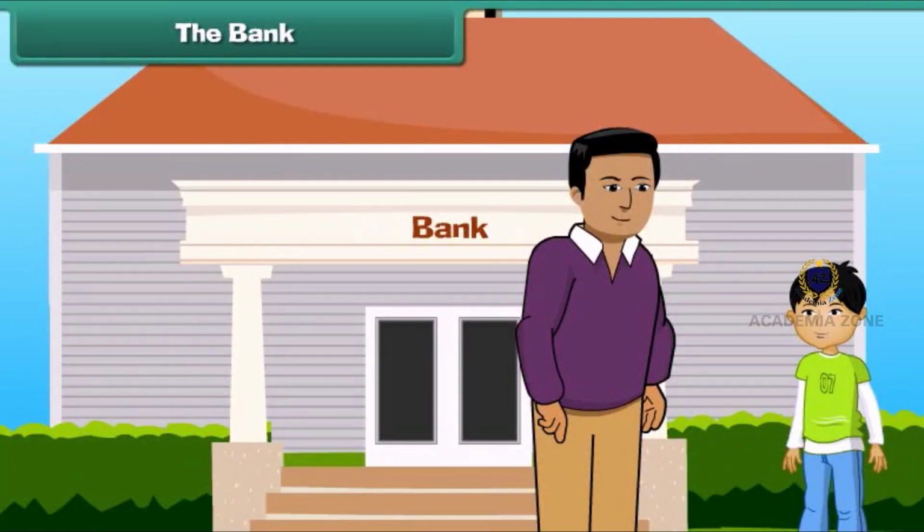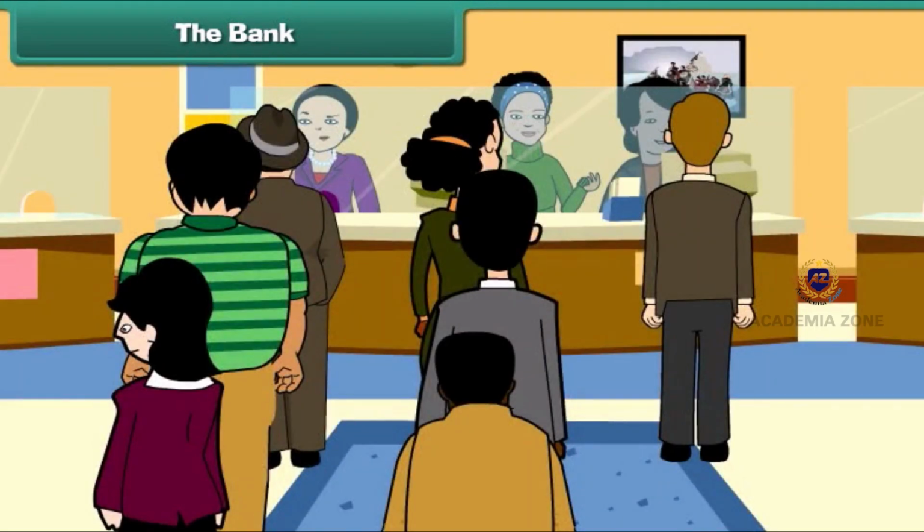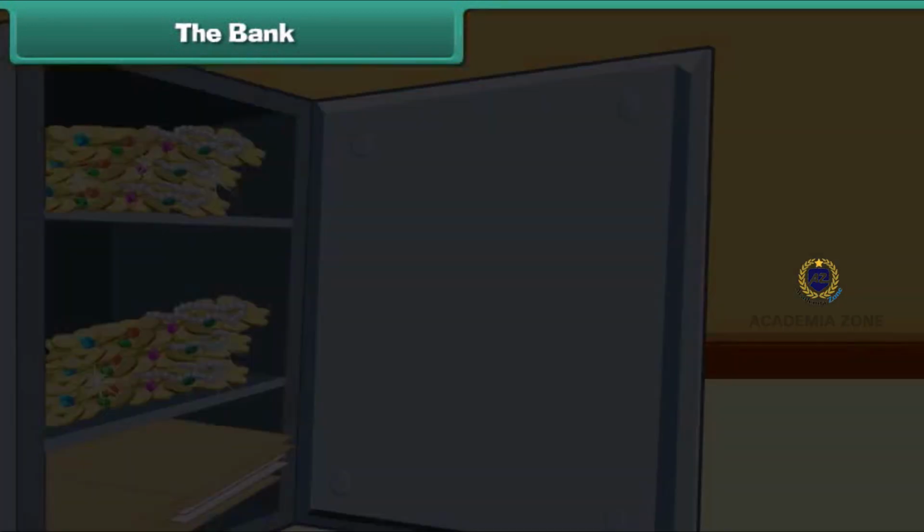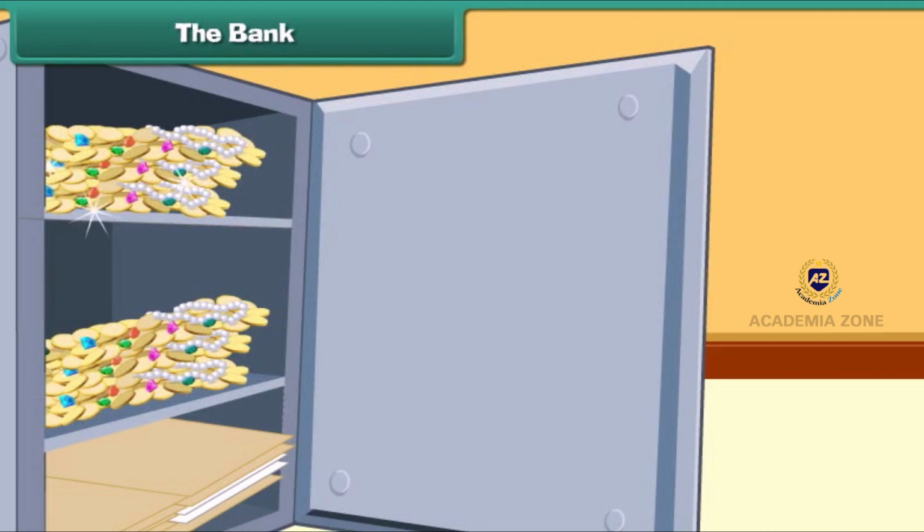Dad, what is this? This is a bank. We all keep our money safe inside a bank and we can take out our money at any time of need. Besides the money, we can also keep our important papers and jewelry in the bank.